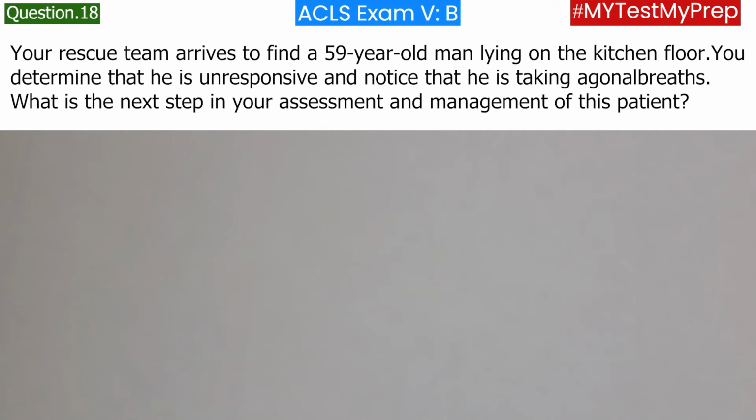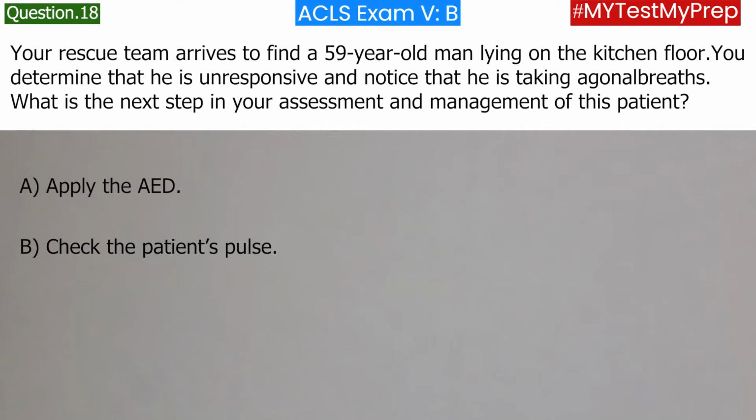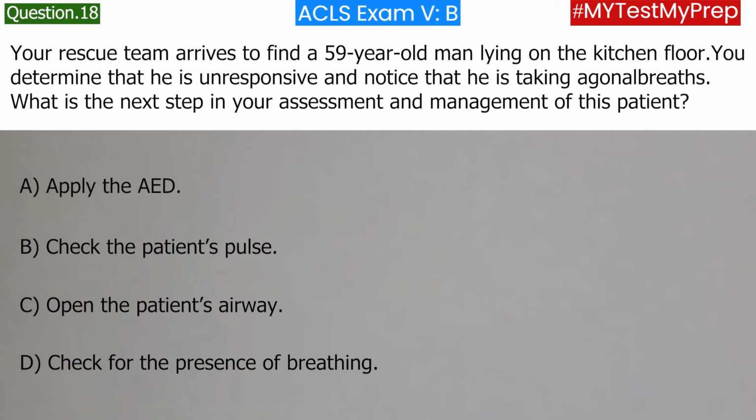Your rescue team arrives to find a 59-year-old man lying on the kitchen floor. You determine that he is unresponsive and notice that he is taking agonal breaths. What is the next step in your assessment and management of this patient? A. Apply the AED. B. Check the patient's pulse. C. Open the patient's airway. D. Check for the presence of breathing. Answer: B. Check the patient's pulse.